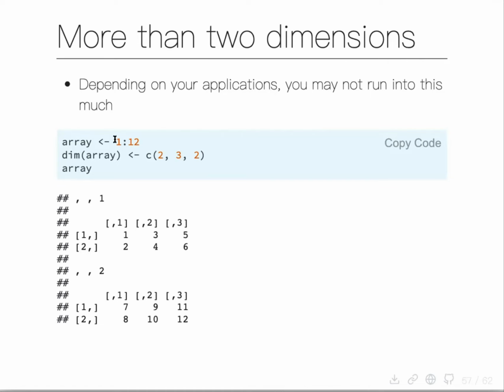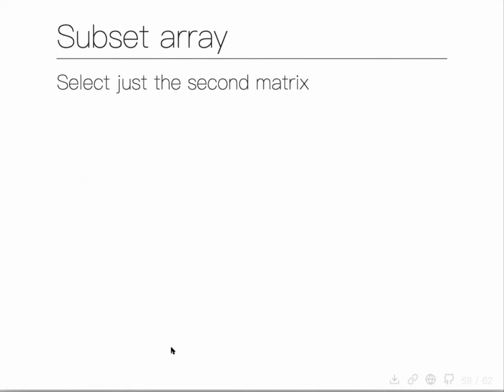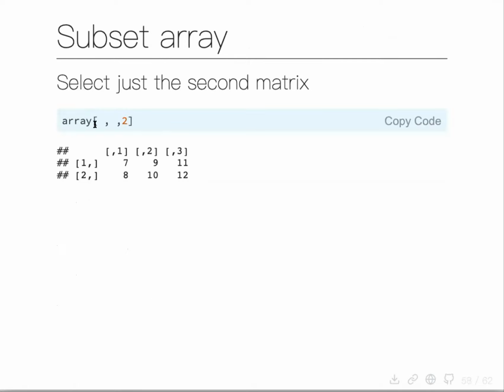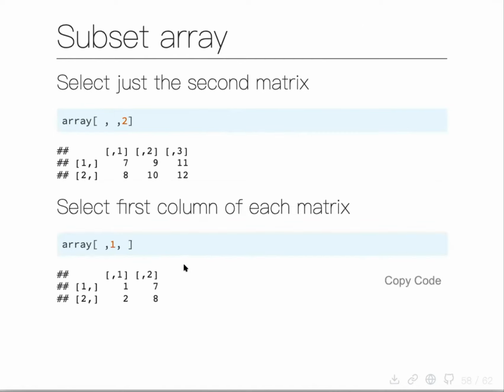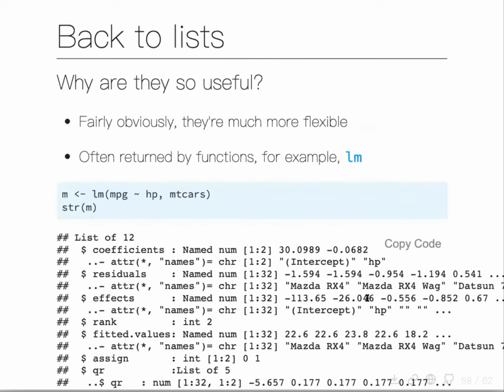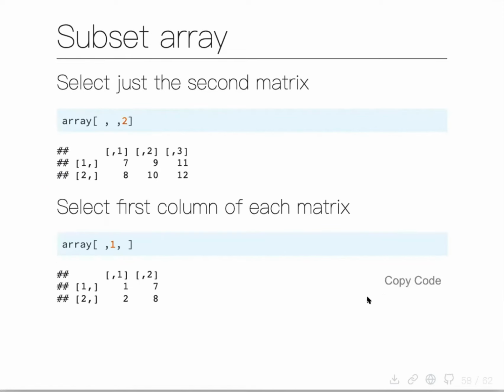So if I have 1 to 12 and I say the dimensions of the array are 2 by 3 by 2, right? Then that's going to say 2 matrices stacked on top of each other, each of which are 2 by 3, essentially, right? So then this is the contents of the array. And then we can subset it the same way that we would before. So get just the second matrix, comma, comma, 2, right? Select the first column of each matrix, comma, 1, comma, right, etc. Okay, so this is just basically an extension of the same sort of subsetting.